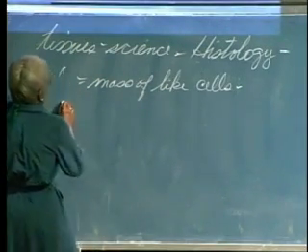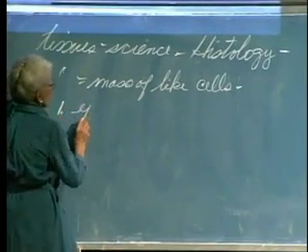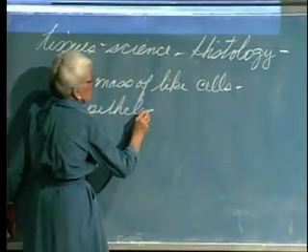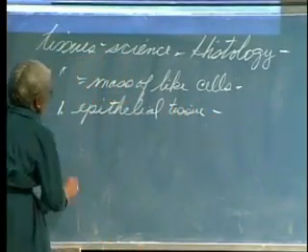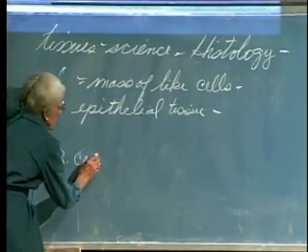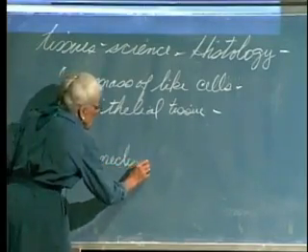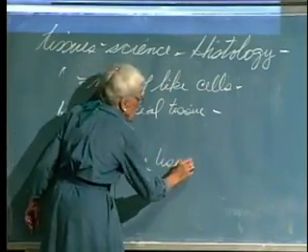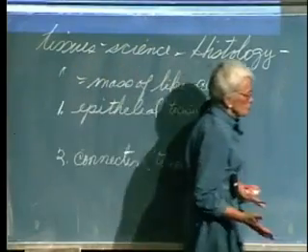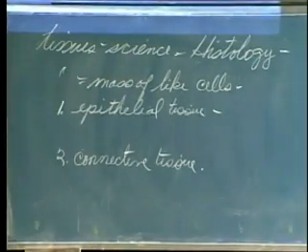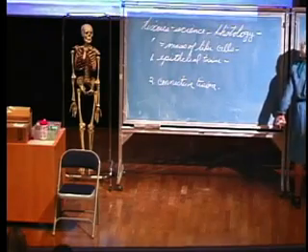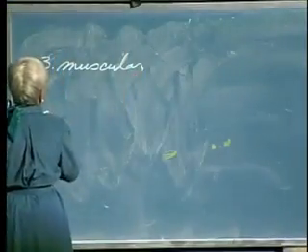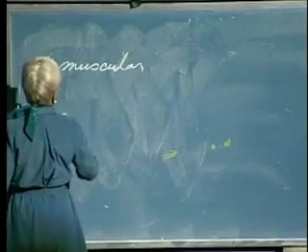So we have 1, epithelial tissue. Epithelial tissue. 2, connective tissue. Connective tissue. 3, what's 3? What other tissues are left? Muscle, muscular tissue. Let's put up 3. Muscular tissue. What's 4? Nervous tissue. Good.